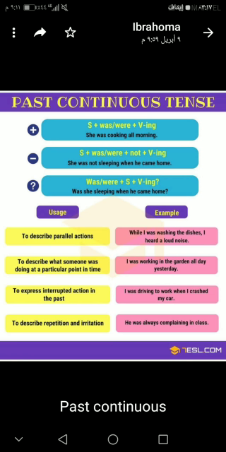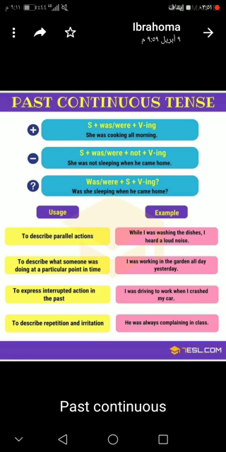Also, the past continuous is used to express an interrupted action in the past. In this case, the past continuous should be used with the past simple tense. That means past simple and past continuous are used together in one sentence to describe two actions that took place at the same time in the past. One of the two actions, the short one, interrupts the long one, which is the past continuous. Example: I was driving to work when I crashed my car.